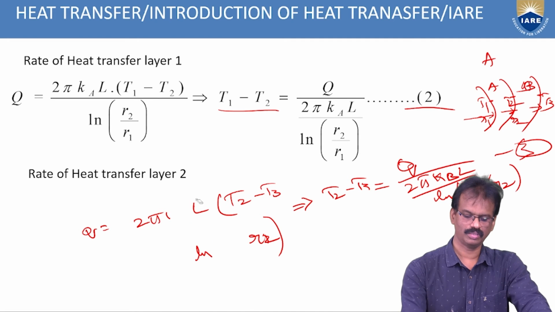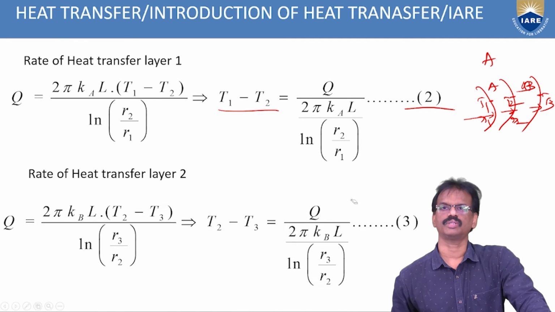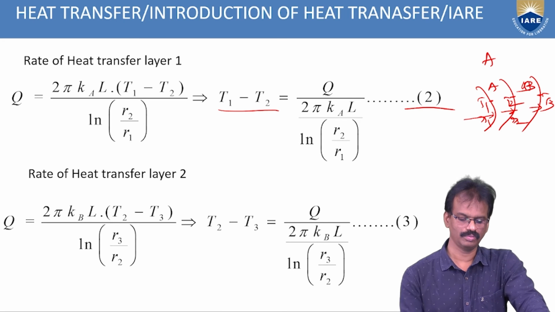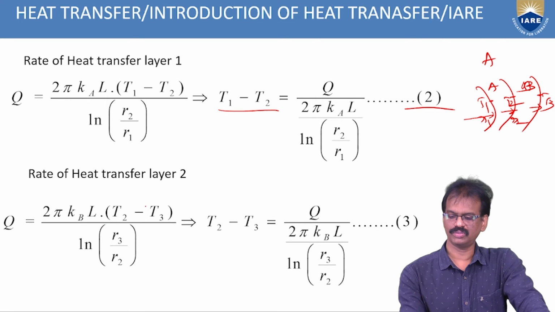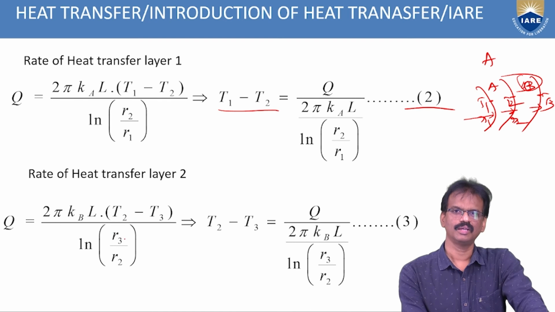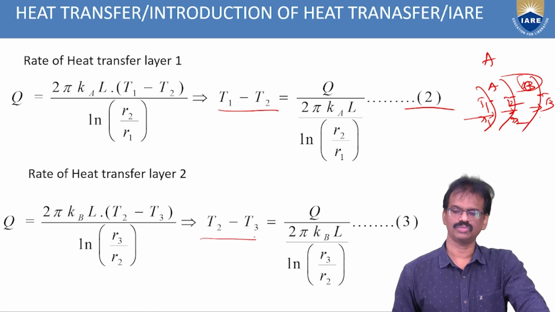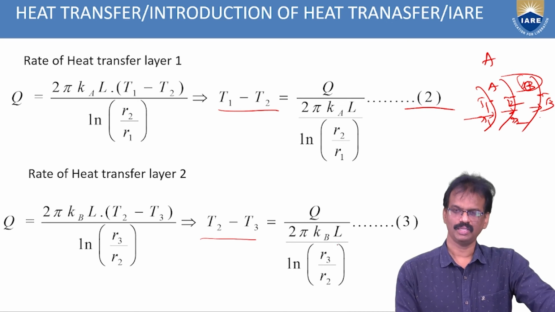So you can understand it like this. This is the rate of heat transfer in the second layer, the B layer. You know 2 pi KB into L, the temperature difference for B, that is T2 to T3, so T2 minus T3 by ln R3 by R2. The inner radius of the second layer is R2 and the outer radius is R3. So T2 minus T3 is equal to Q by 2 pi KBL into ln R3 by R2. So this is equation 3.